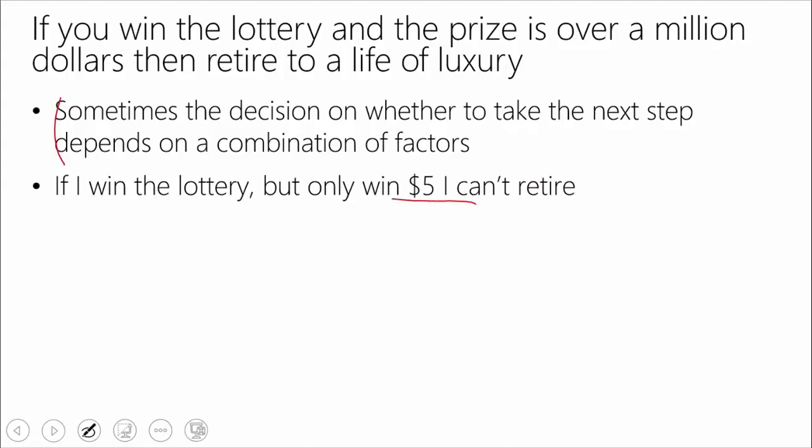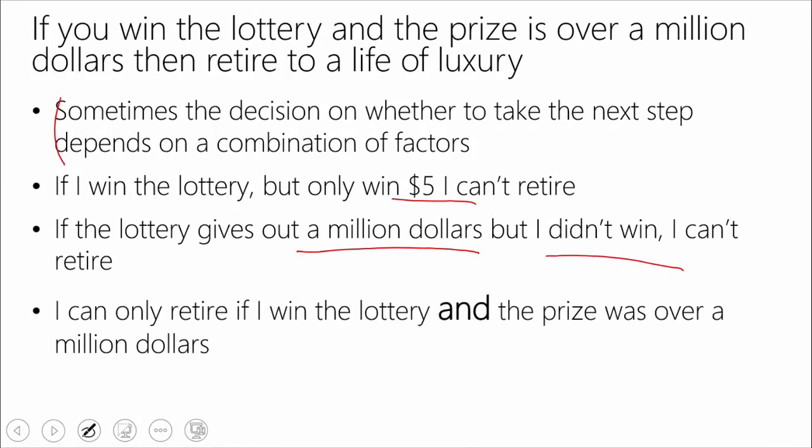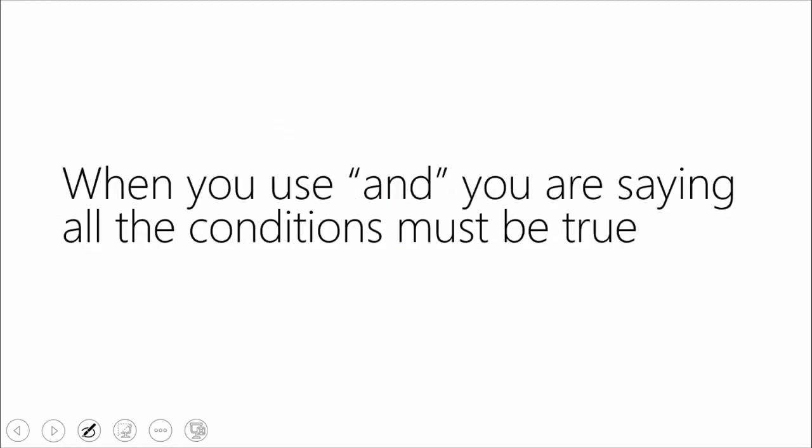All right, so what we need to do is go in and check for a couple of different things. So again, if you win the lottery, only $5, you can't retire on that. If you win $1 million, oh yeah, but if the lottery gives out $1 million but you didn't win it, well, you can't retire. Yep. So we need both of those to be true. We need an and statement here. So we need to have won, and the prize needs to be over $1 million.